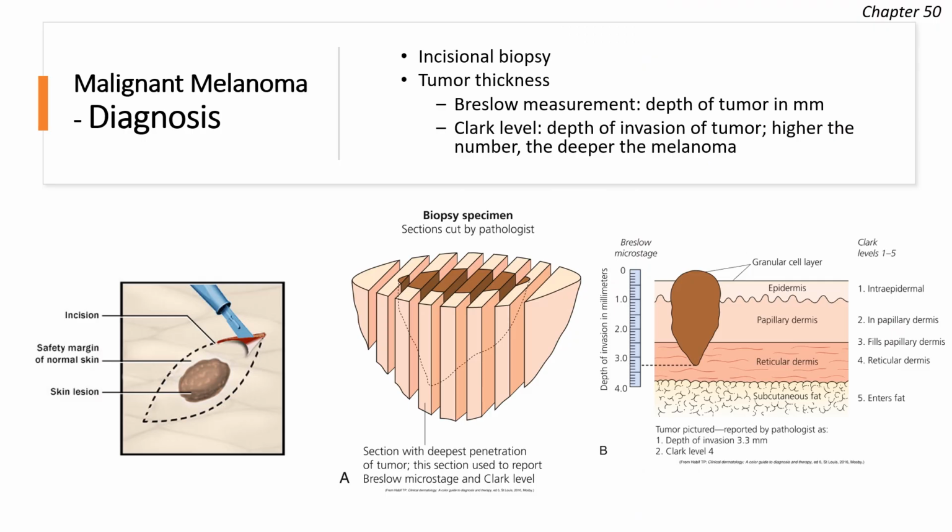So when they do a biopsy, they're going to do an incisional biopsy, shown here in the first one. And they're going to assess the tumor thickness. So we have the Breslow measurement, which is the depth of tumor in millimeters, and the Clark level, which is a number 1 through 5. The higher the number, the deeper the melanoma.